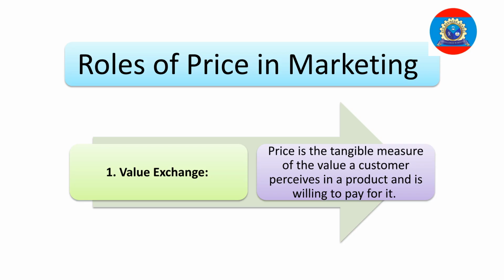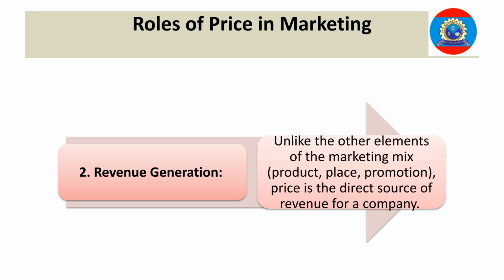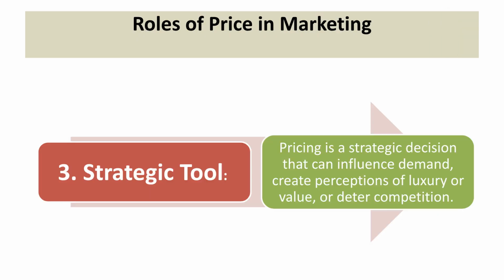First, it serves as a value exchange. Price is the tangible measure of the value a customer perceives in a product and is willing to pay for it. The second role of price is revenue generation. Unlike other elements of the marketing mix, price is the direct source of revenue for a company. Third, pricing is a strategic tool. It can influence demand, create perceptions of luxury or value, or deter competition.